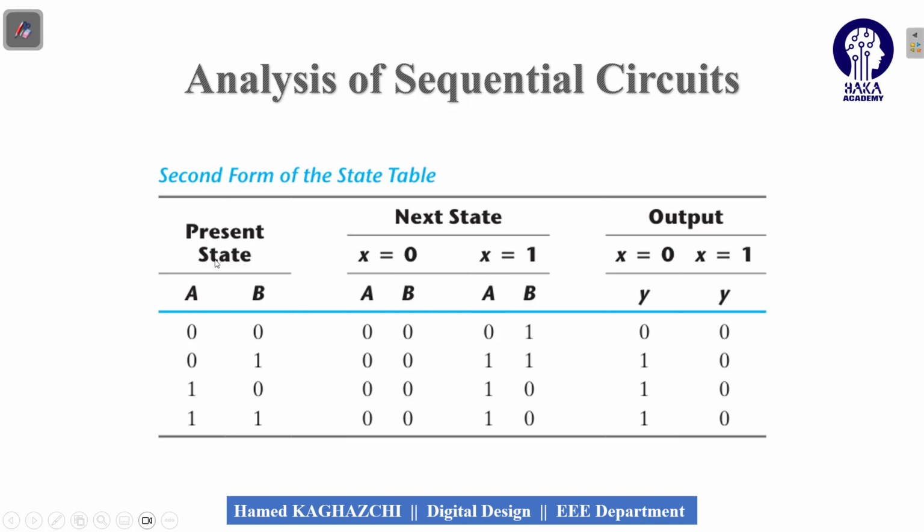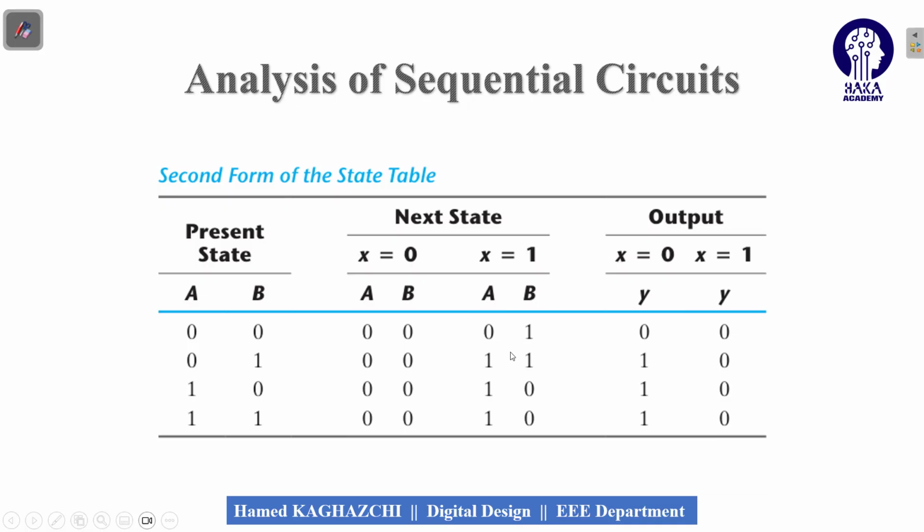Because in the present state we have two outputs for the flip-flops, we will have four possible combinations: 0 0, 0 1, 1 0, 1 1. Now we say that when x is equal to 0 and the present state of the flip-flop is this, what is the next state of the flip-flop? And again, when x is equal to 1 and the present state of the flip-flop is this, what is the next state of the flip-flop?